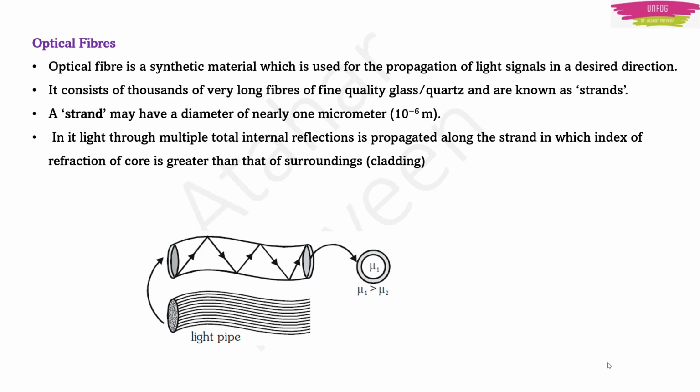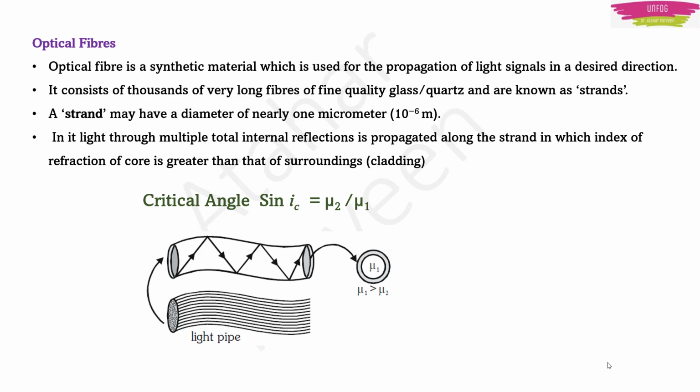Means there is something called refractive index, no? That refractive index of the core of this fiber is greater than that of the surroundings. We call it cladding. Here we have drawn this simple figure for a single strand of optical fiber. Here you can see how this total internal reflection is happening. You can see that the refractive index should be greater: mu1 should be greater than mu2. Mu2 is the refractive index of the surrounding. Mu1 is the refractive index of the optical fiber itself.